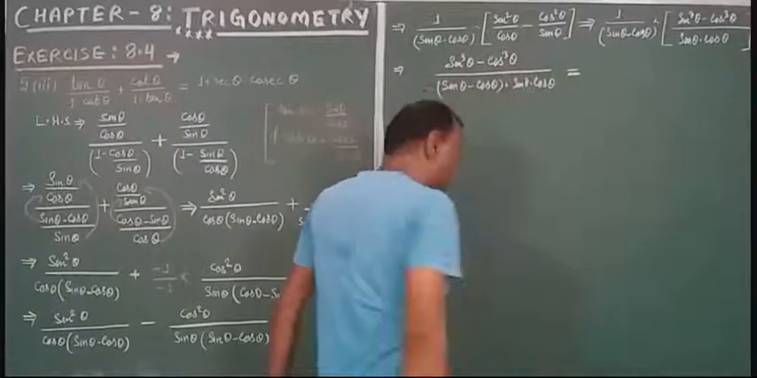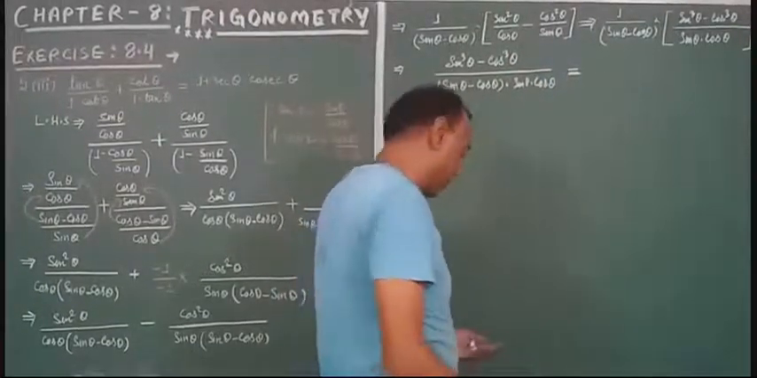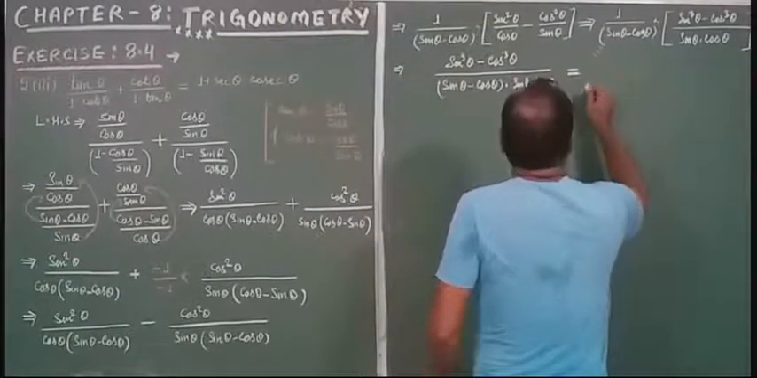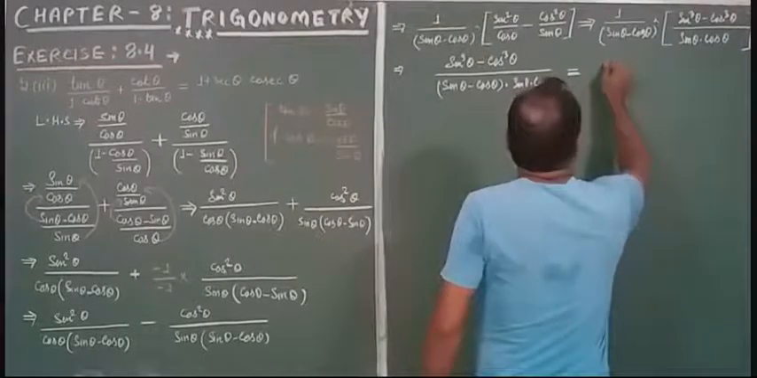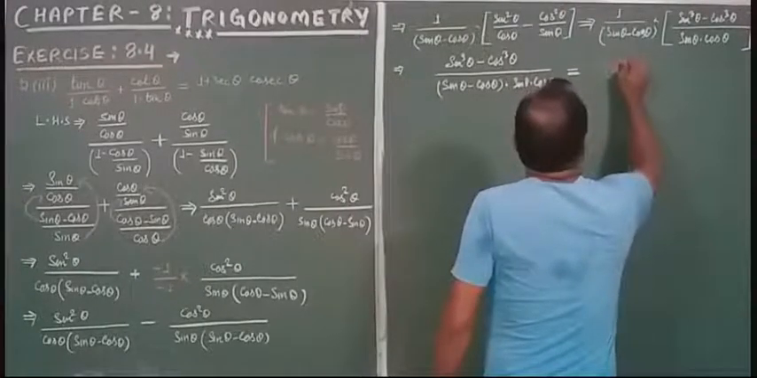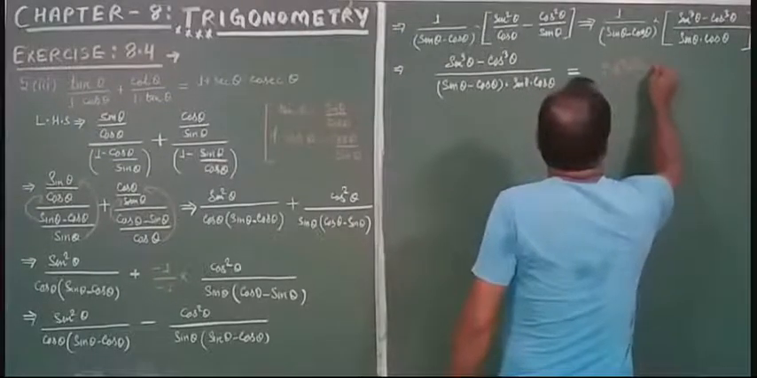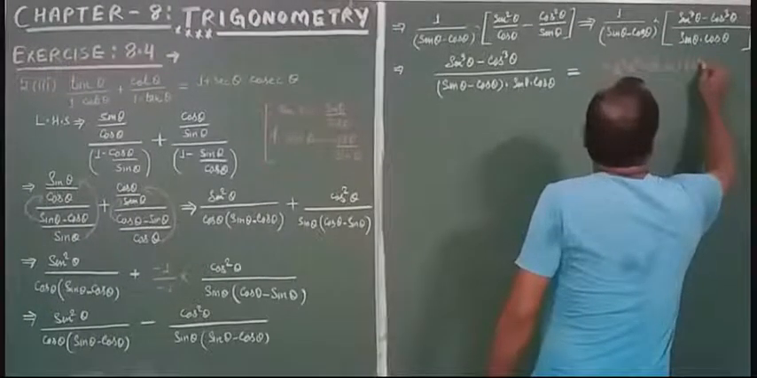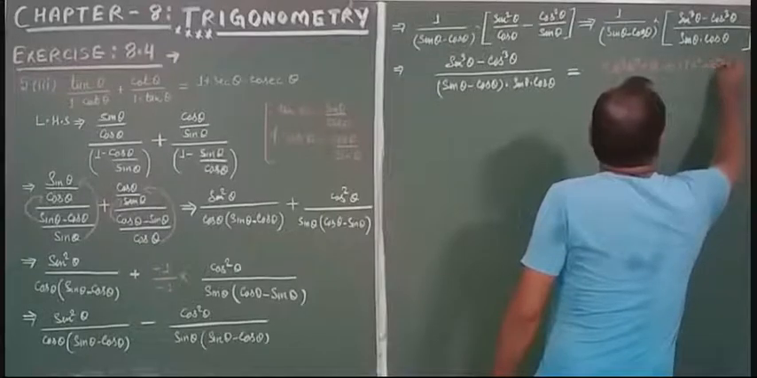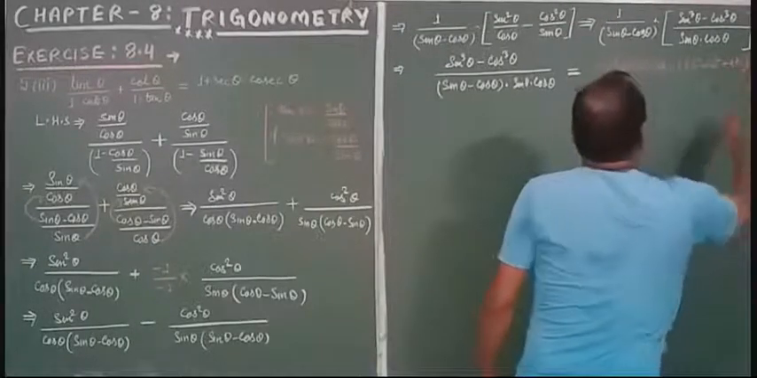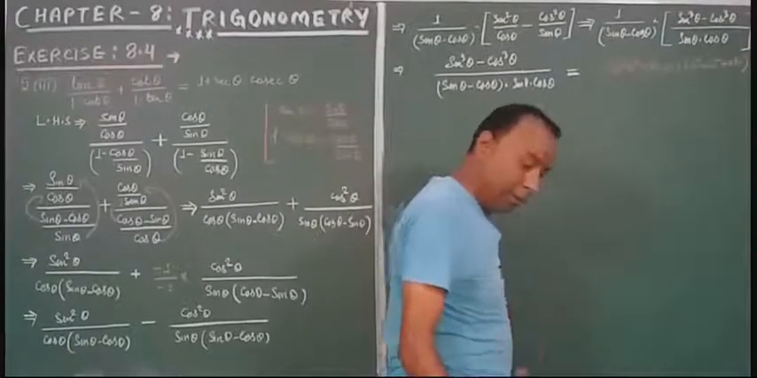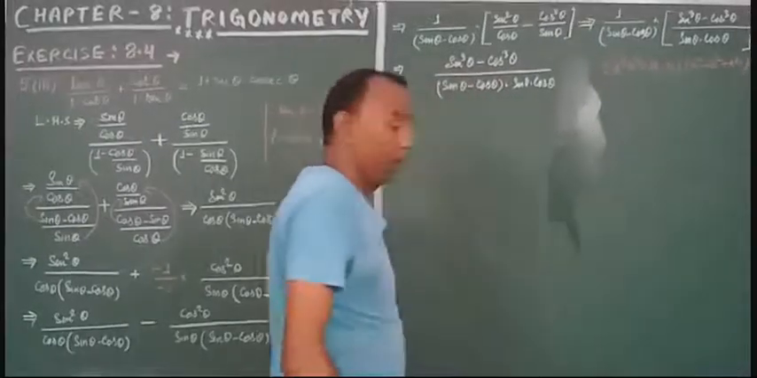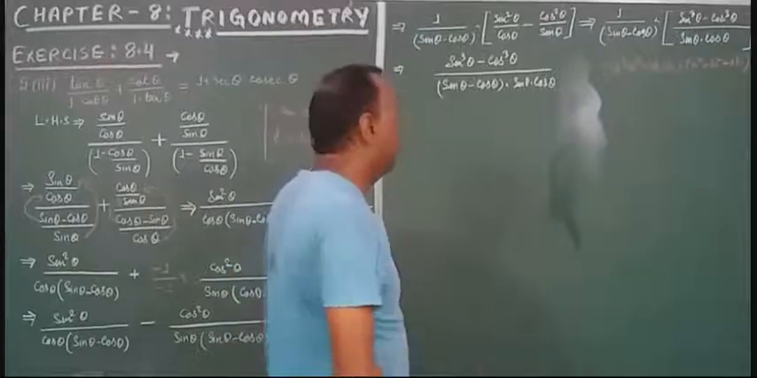Now there is a formula of a cube minus b cube. What is that formula? A cube minus b cube is equal to a minus b, a square plus b square plus ab. This is the formula. A cube minus b cube is equal to what? A minus b in the first bracket, in the second bracket a square plus b square plus ab.